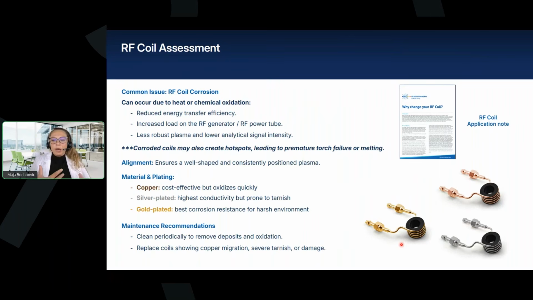the harsh environments. And to maintain a consistent performance of your RF coil, it's very important that you inspect the RF coil and clean it periodically to remove deposits or any signs of oxidation. And if your RF coil shows any signs of severe tarnishing or damage, it should be replaced because it can prolong the lifetime of your torches.